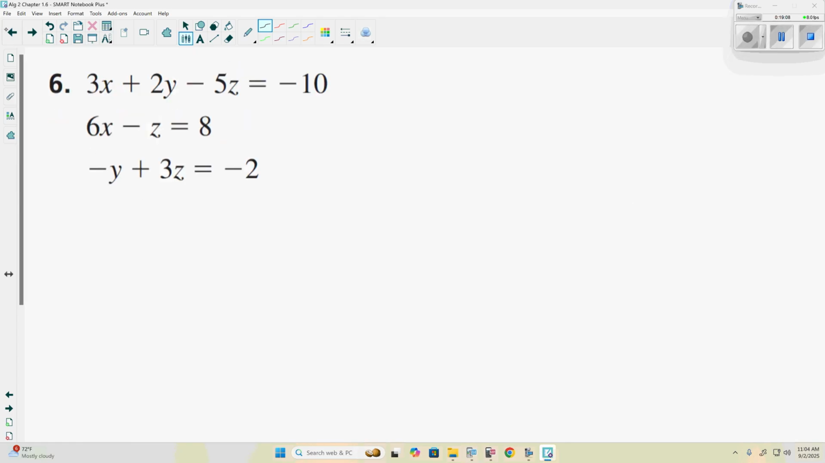So I skipped 4, that's fine. So we're on to the next page, number 6. I actually skipped 4 and 5. We're going to look at number 6.